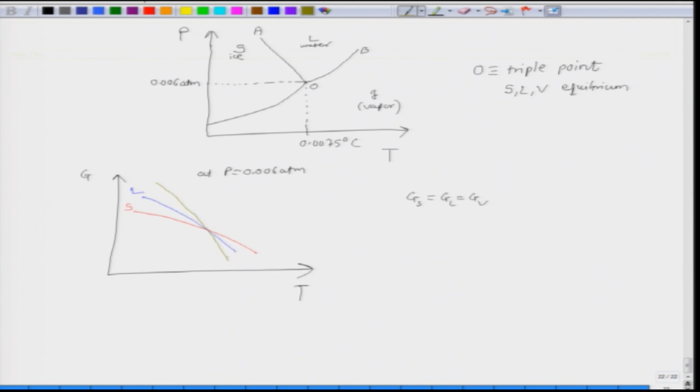So, all three curves should pass through one point or intersect at one point O, and this is the triple point. So, at temperature below this solid is stable, at temperature above this vapor is stable, and exactly at the temperature equal to the triple point temperature, all three Gibbs free energies are equal. Okay. So, this is how we can develop the single component phase diagram based upon the Gibbs free energy changes.